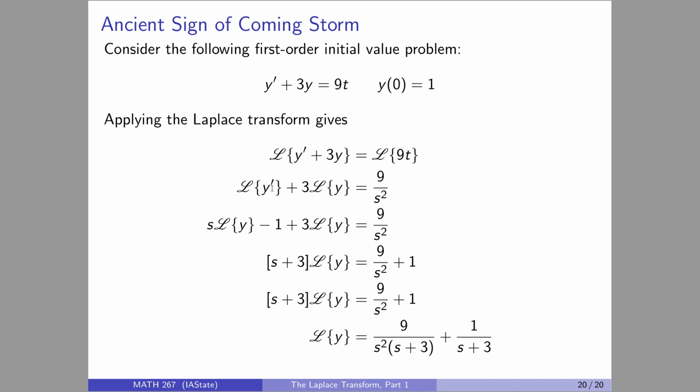So note, taking the Laplace transform removed the derivatives from the equation. And now I can clean things up. Hey, s plus 3. That looks very familiar. Add the 1 over, divide the s plus 3 over, and now my differential equation has turned into: find me the function whose Laplace transform looks like this.